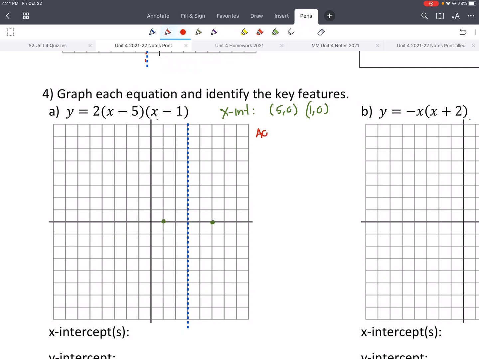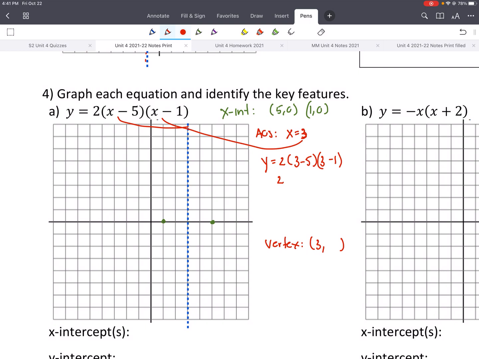So the axis of symmetry is x equals 3. So we have the x value for our vertex, 3, something. If you have an x and you need to find a y, we plug that into our equation. So we'll do y equals 2 times (3 minus 5) times (3 minus 1).